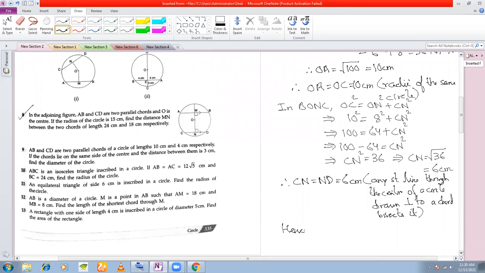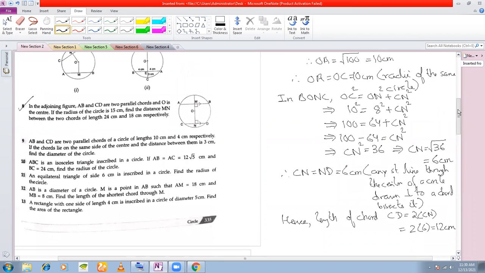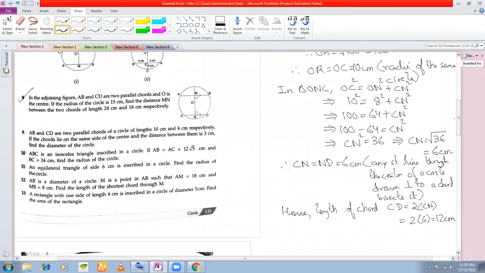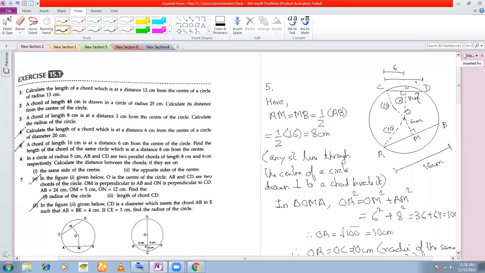Hence length of the chord CD is equal to CN plus ND, or double of CN. Let's write double of CN because both are equal, twice CN, which is equal to 2 into 6, 12 centimeters, right? 12 centimeters is the length of the chord, which is at a distance of 8 centimeter. This chord that I drew, CD, was at a distance of 8 centimeter from the center of the circle. Any question?